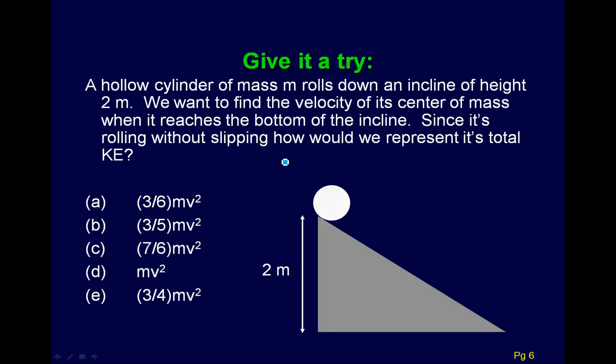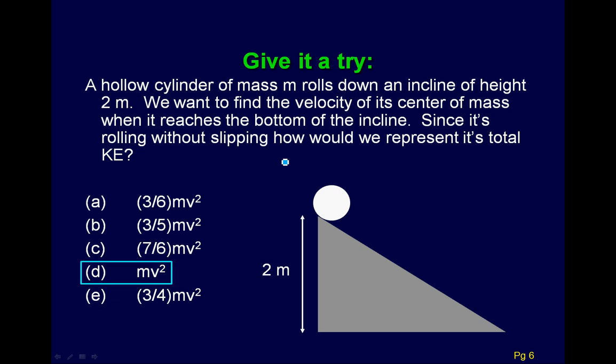So here's one. Now we're doing the same kind of thing. I have a hollow cylinder now, and if I know the velocity of its center of mass is v, how can I represent its kinetic energy in just one term? So give this a go, pause this, and we'll talk about it in a little bit.